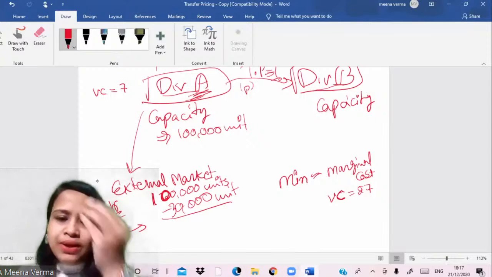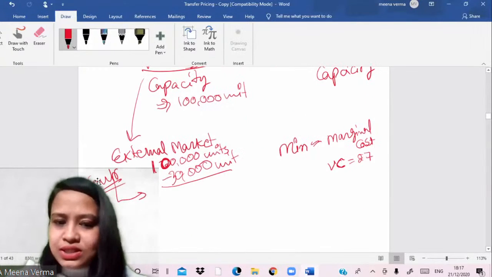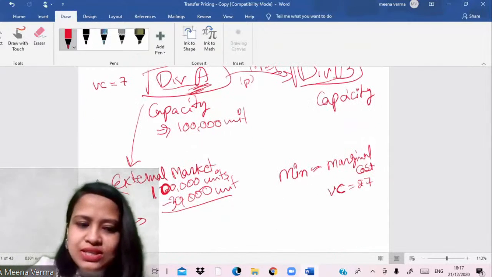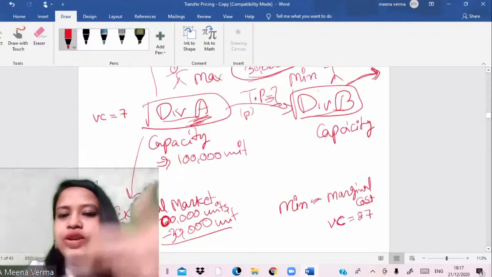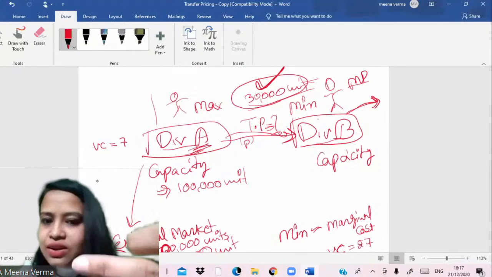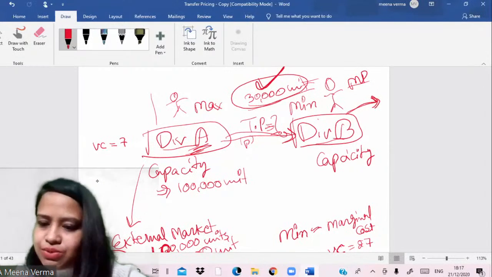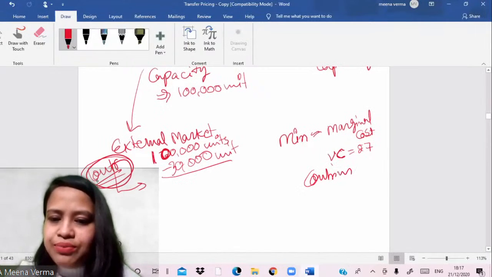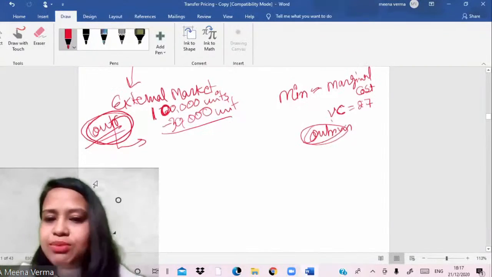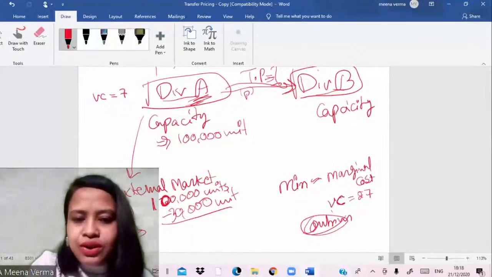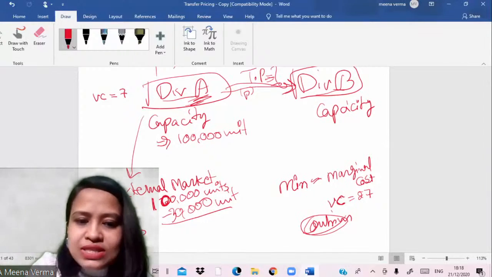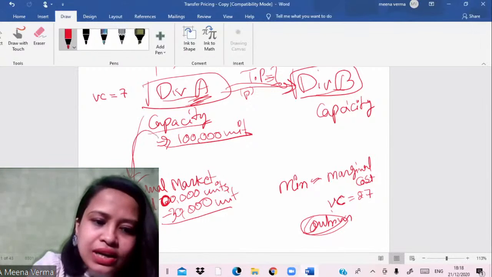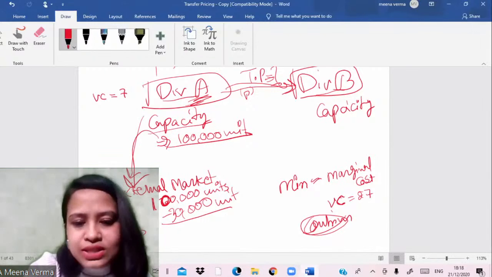If they stop selling 30,000 units to the external market because they want to supply these 30,000 units to division B, they are losing the contribution which they want to recover from the transfer pricing when they are transferring 30,000 units from division A to division B. So this will be the contribution which they want to recover. This is the opportunity cost. They have capacity to produce 1 lakh units, and they can sell the entire 1 lakh units to the external market.